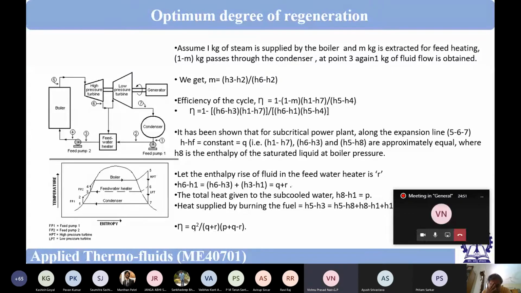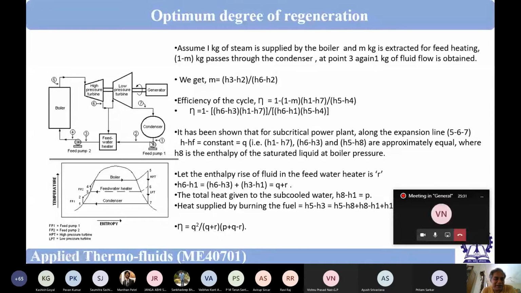Please read this. What is ideal regeneration? But here we haven't considered ideal regeneration, is it? All the processes are ideal, but ideal regeneration is like this. We have taken steam, and steam is expanding and its temperature is also reducing. Then we have condensed steam, we have got water, and then of course water pressure rise is there.